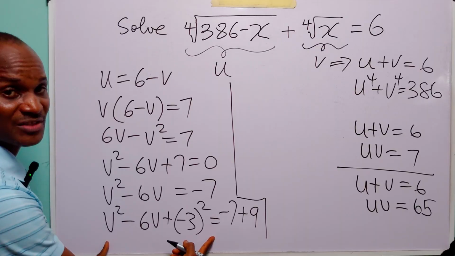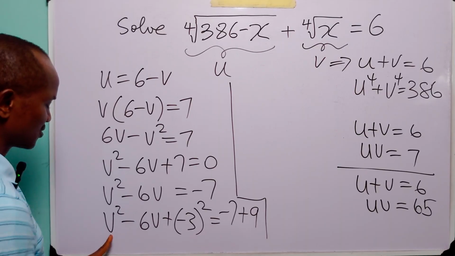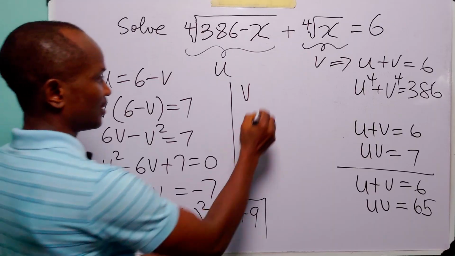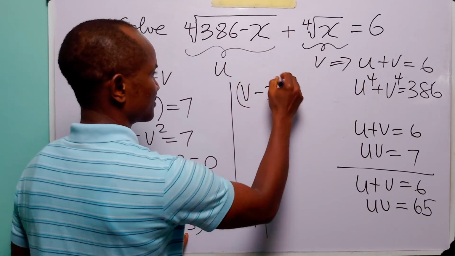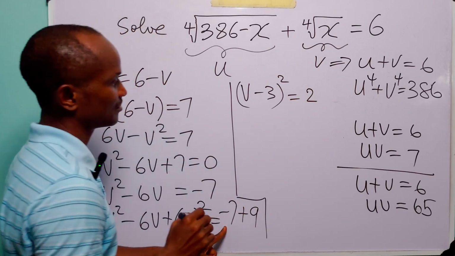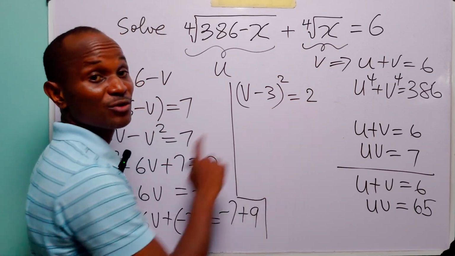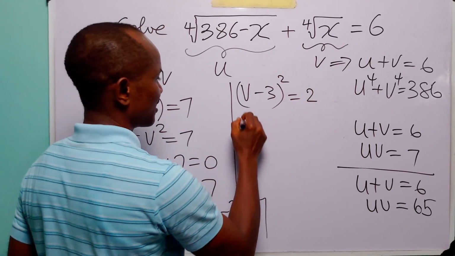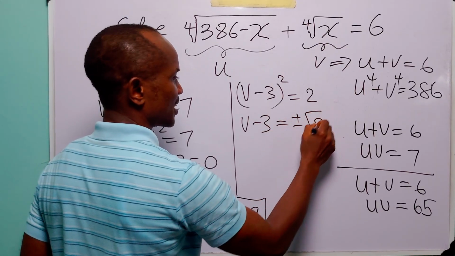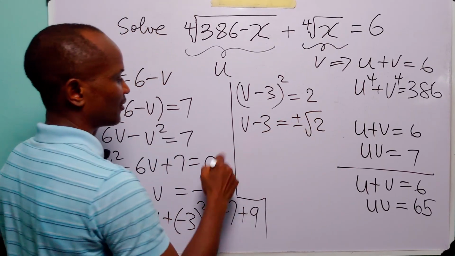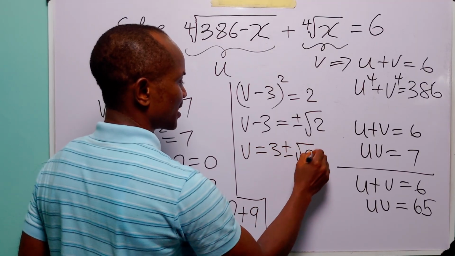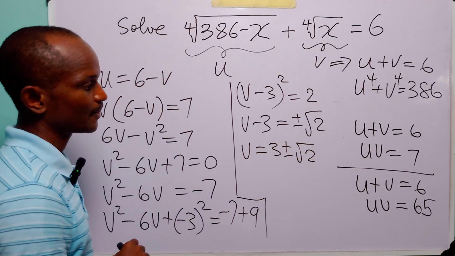Now you can see that the left-hand side is a perfect square. So we have (v - 3)² = 9 - 7, which is 2. So taking the square root of both sides of this equation, we have that v - 3 = plus or minus the square root of 2. And of course, from here we have that v = 3 plus or minus the square root of 2.